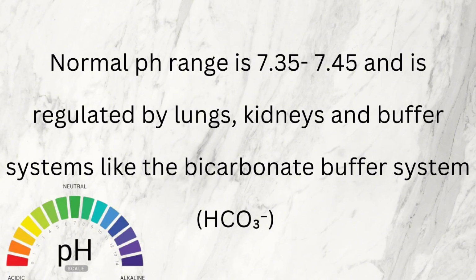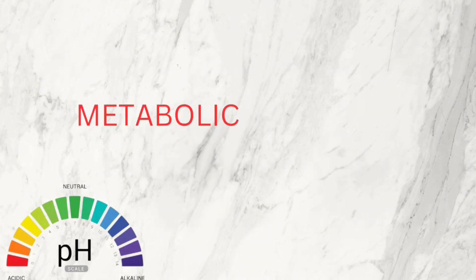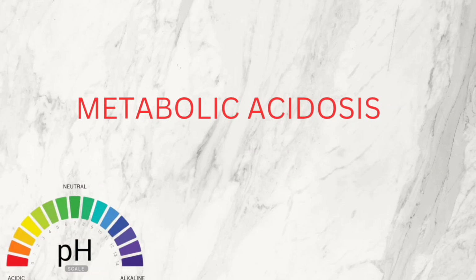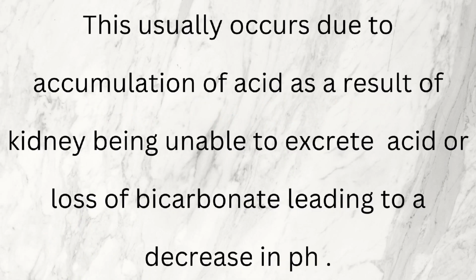Now, the normal range of pH is 7.35 to 7.45, regulated by kidney buffer systems and all that. Metabolic acidosis is a result of accumulation of acid, as a result of the kidney being unable to excrete it, or just general loss of bicarbonate from the body.